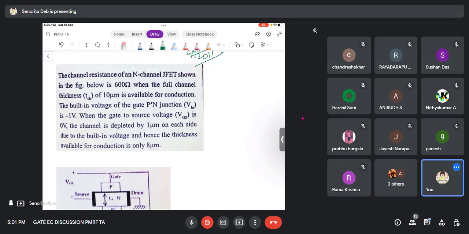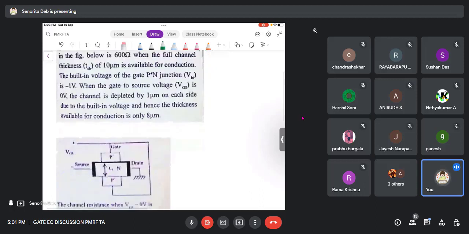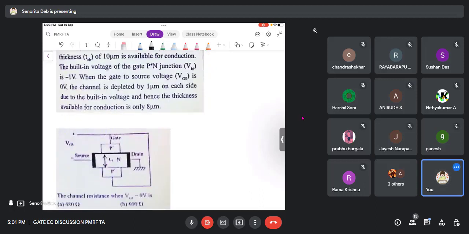So the figure, I hope it is clear. I'll just write it. This is Tox, P plus, N. Okay. This is VGS. The gate, source and drain. Okay.